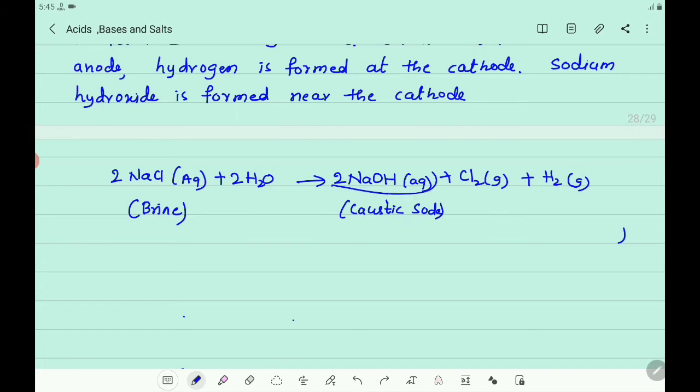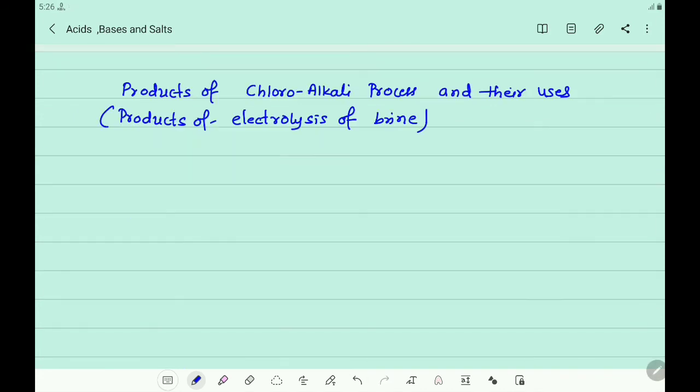And as there is sodium hydroxide, which is an alkali, and chlorine gas, you can say that this is the chloro-alkali process. That is the manufacture of caustic soda, synthesis of caustic soda by chloro-alkali process, in which alkali, the sodium hydroxide, and the chlorine gas are produced.